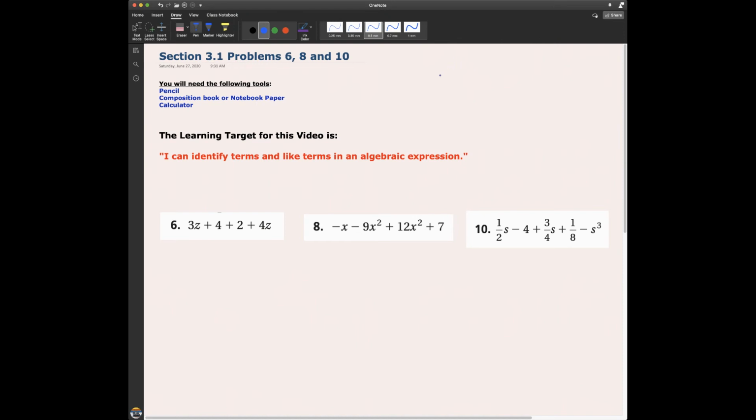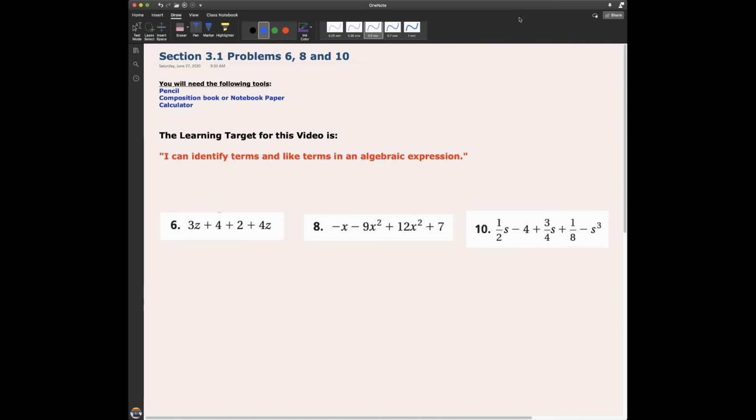The learning target for this video is that, hopefully, at the end you'll be able to say confidently that you can identify terms and like terms in an algebraic expression. Remember, chapter 3 is where we really start to think about things in an algebraic way, which just means there are variables and unknowns, and we're going to do some math with them. But first, we have to be able to look at an expression and pick out the parts we can combine. Those things that we can combine are called like terms.